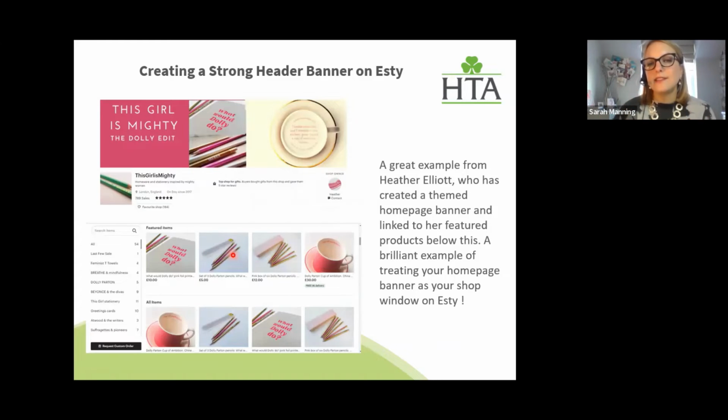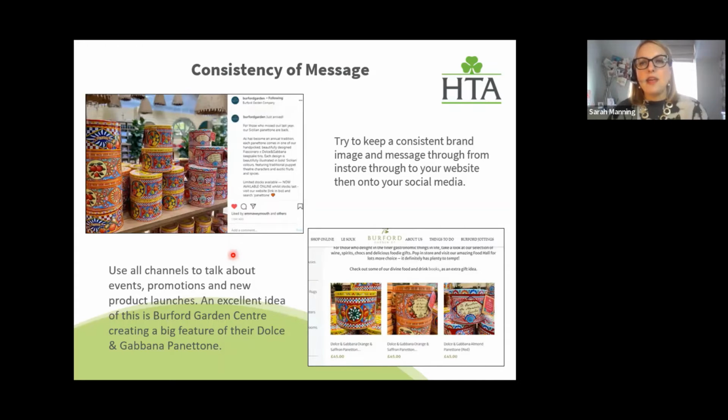After she created more of this package where it's really highlighting this product as a range, she saw an increase in customers actually putting multiple products in their basket. So that is obviously, you know, again, really positive. Just a quick example about Etsy. And then consistency of product message, which we were talking about earlier on.